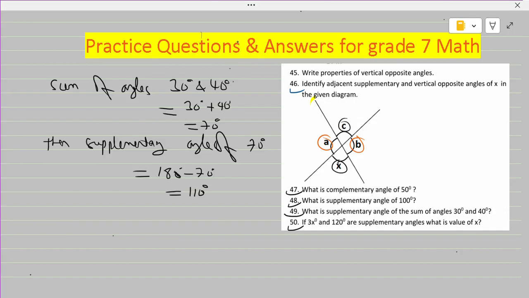Now the last, number 50. So what is said here? If 3x and 120 degrees are supplementary angles, what is the value of x? It may be given as vertically opposite or complementary angles, but here these two given angles, 3x and 120, are supplementary angles. Then we are asked, what will be the value of x?